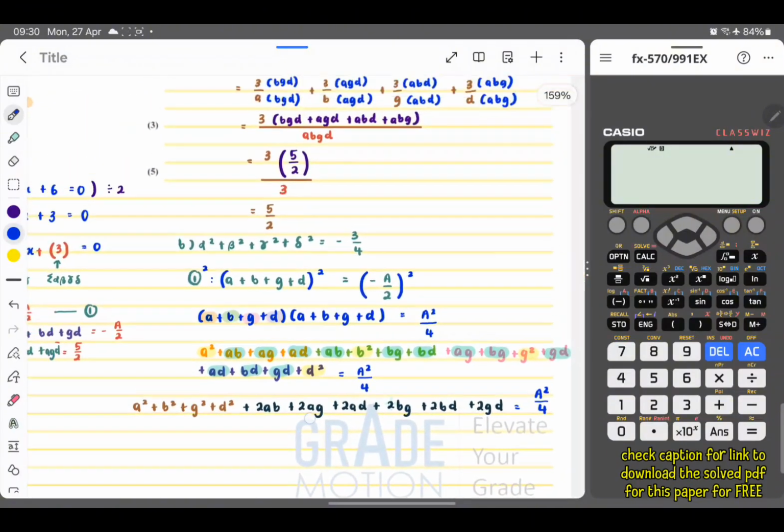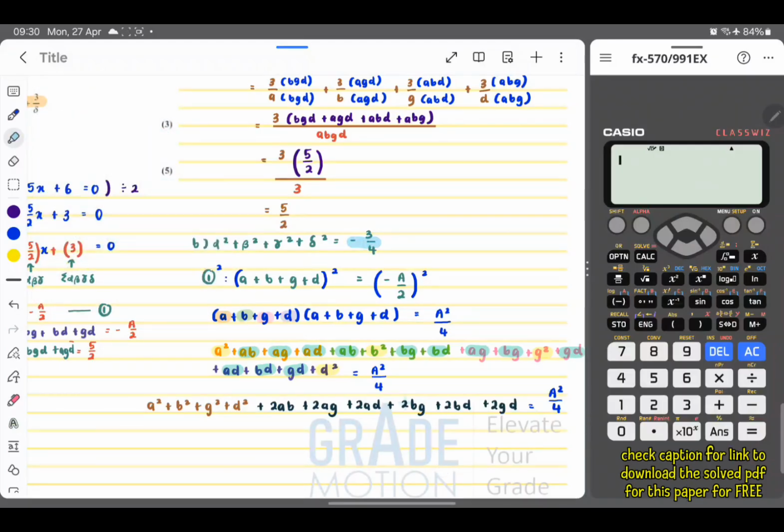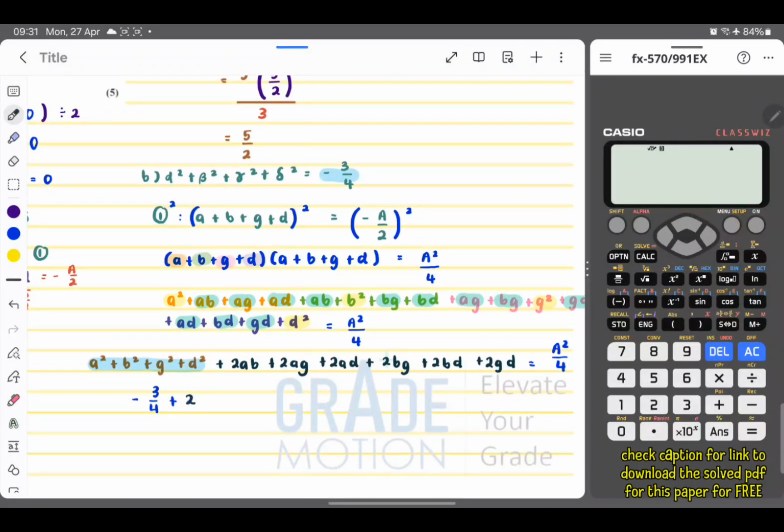Okay, we can substitute the value that belongs to this over here. So that would be negative 3 over 4 plus, now what I would like to do is factor 2 out. When I factor 2 out, what would I have? I would have AB plus AG plus AD plus BG plus BD plus GD equal to A squared over 4.